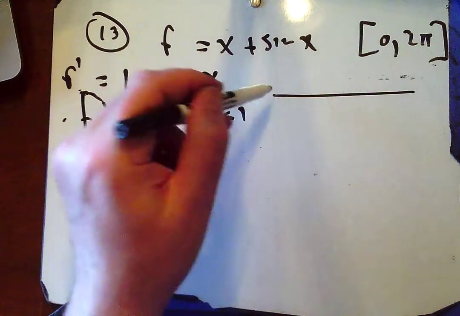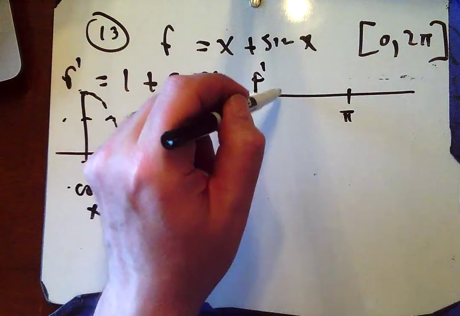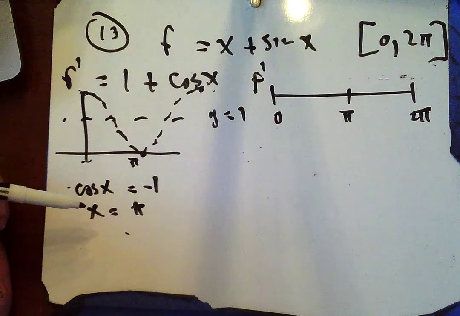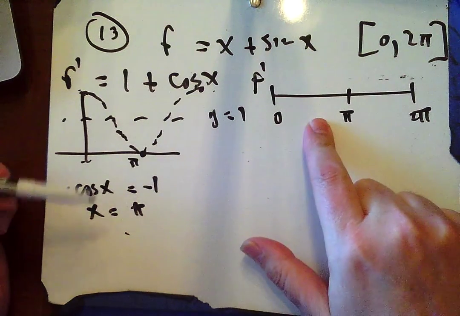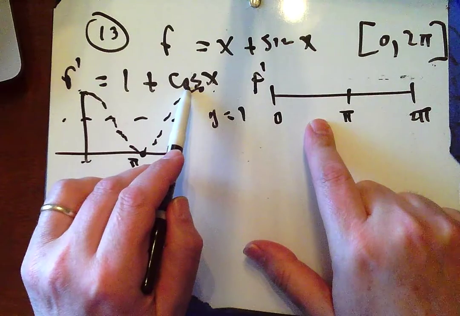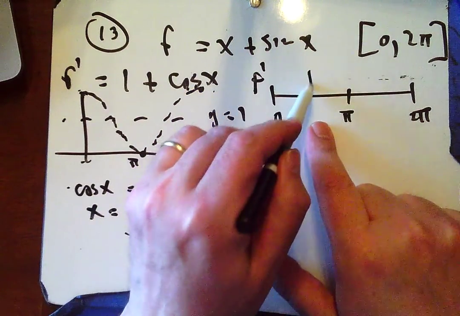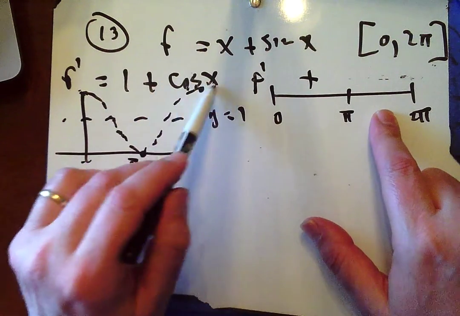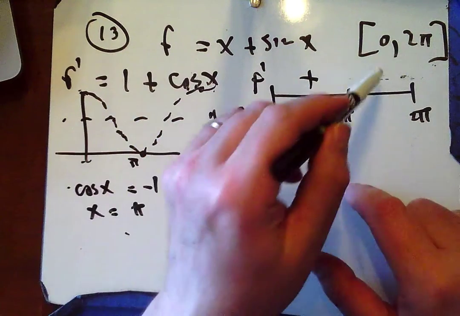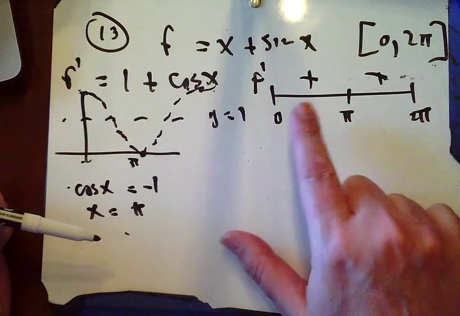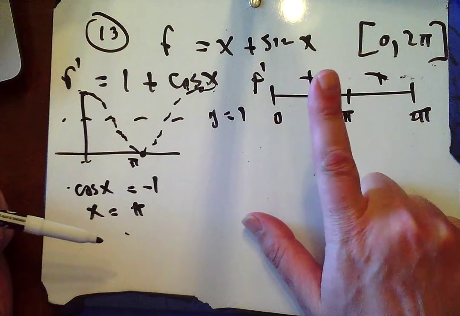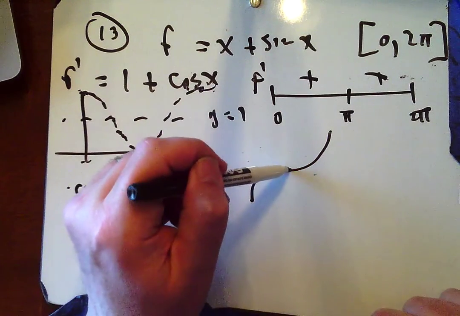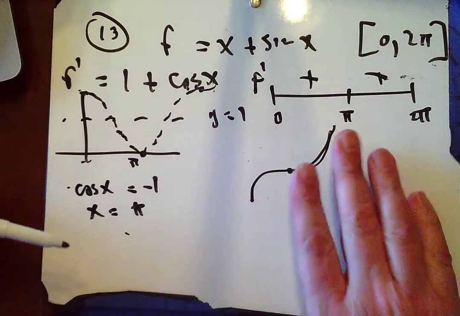Okay, so I've got my f prime sign chart with pi, 0, and 2 pi on it. And what I notice here, if I plug in pi over 2, cosine of pi over 2 is 0. 0 plus 1 is positive. And if I plug in over here 3 pi over 2, cosine of 3 pi over 2 is 0, plus 1 is still positive. So that seems to suggest no sign change, that the function is increasing and then continues increasing. Increasing, 0 slope, increasing, that kind of thing.